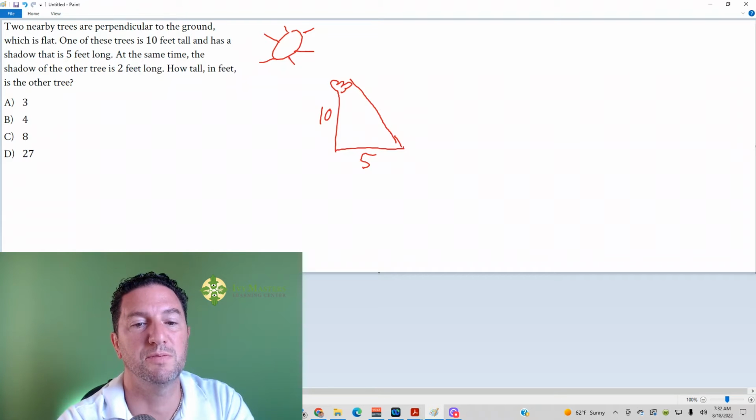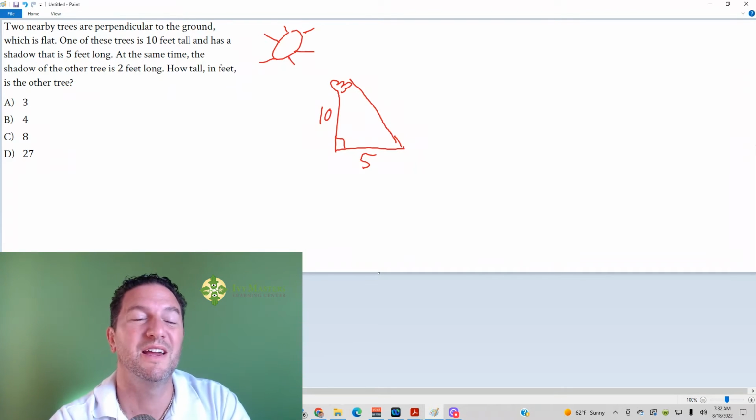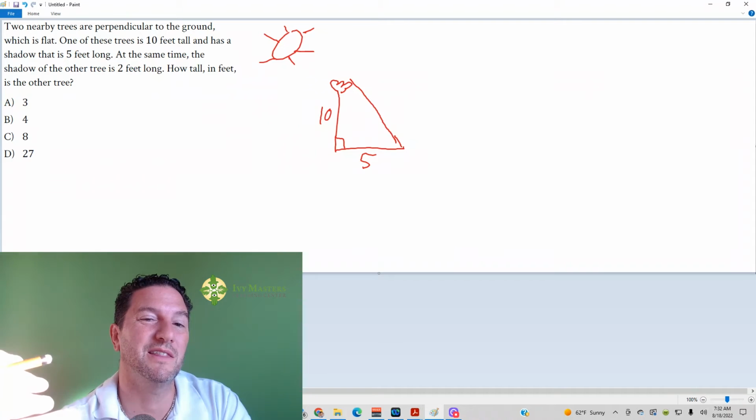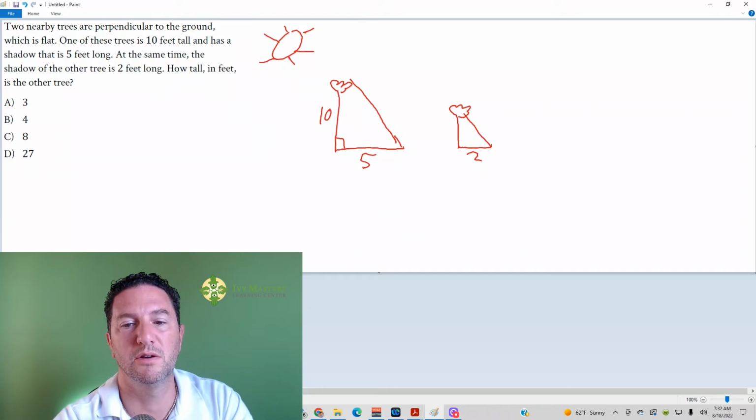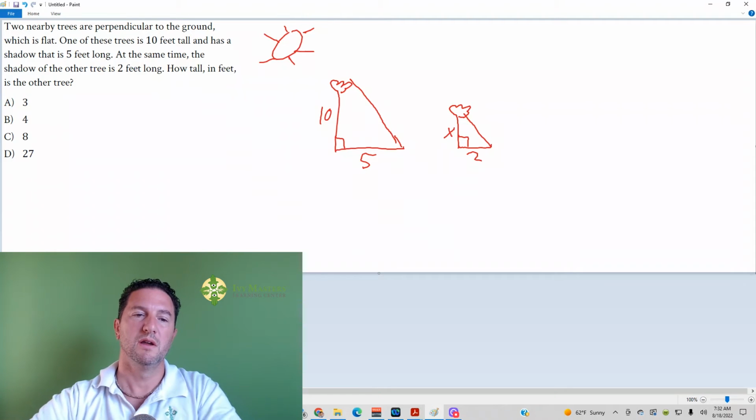And it said that the tree is perpendicular to the ground. What do you got here? You've got a right triangle. Not that that matters much, but then the other tree, it must be shorter, so I'm going to draw a tree right here. And that shadow is 2 feet long. And so once again, we've got a right triangle. And this is the side that we're looking for.